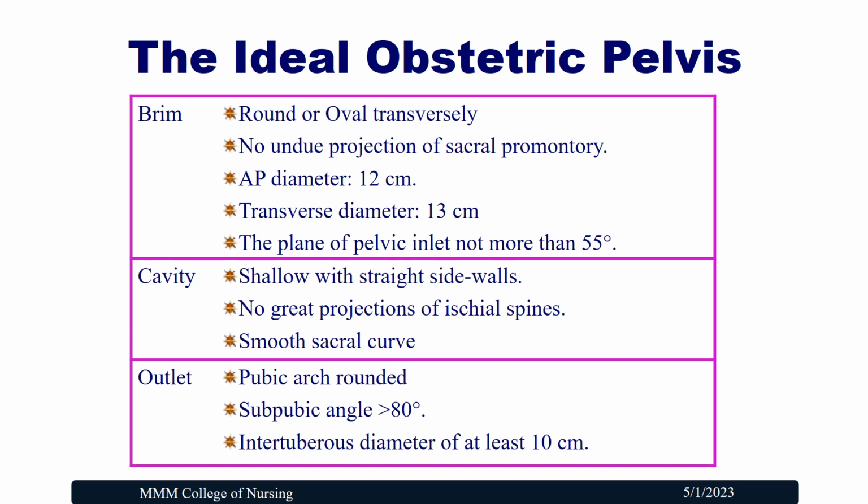The cavity should be shallow with straight side walls, no great projections of the ischial spine, and a smooth sacral curve. At the outlet, the pubic arch should be rounded, the subpubic angle should be more than 80 degrees, and the intertuberous diameter at least 10 cm. So this is a favorable, ideal obstetric pelvis.